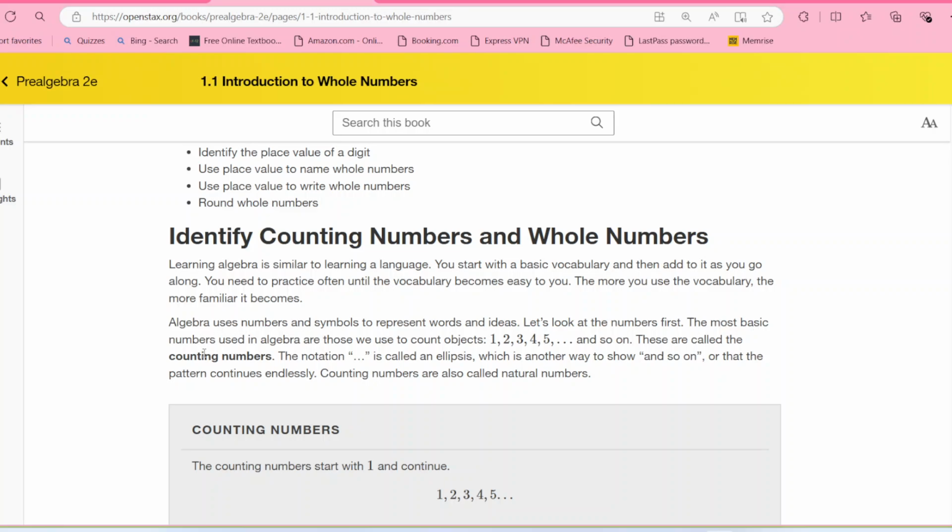The most basic numbers used in algebra are those we use to count objects: 1, 2, 3, 4, 5, and so on. These are called the counting numbers. The notation with the ... is called an ellipsis, which is another way to show "and so on," or that the pattern continues endlessly. Counting numbers are also called natural numbers.